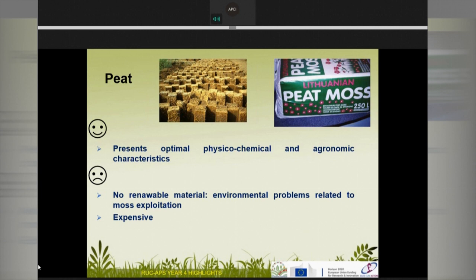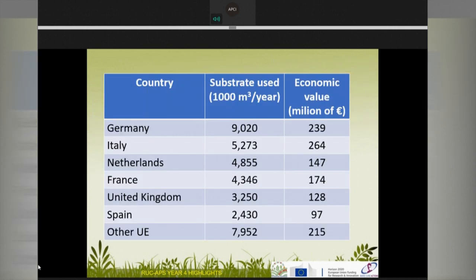Peat presents optimal physicochemical and agronomic characteristics, but peat poses at least two huge concerns connected with its use. The main one is that peat is not a renewable material, so there are huge environmental concerns related to the exploitation of peat moss. The second one is that it's quite expensive for farmers. For example, in Italy, it is totally imported from abroad. And just to give you an idea, in this slide, I reported the quantities and costs of peat used in some European countries. And as you can see, Italy is one of the main peat users.